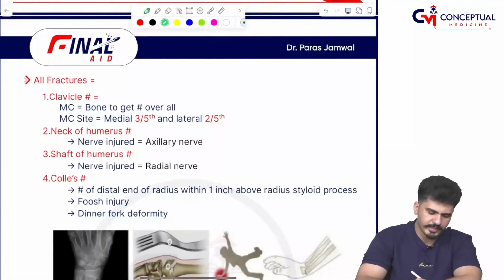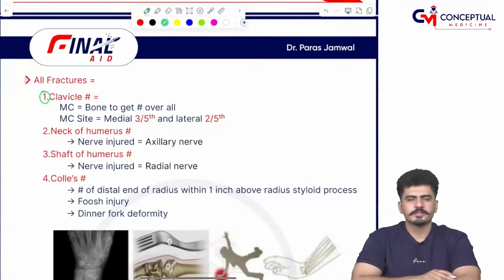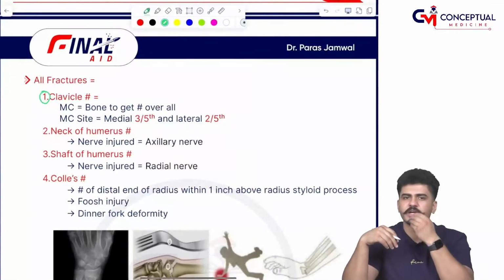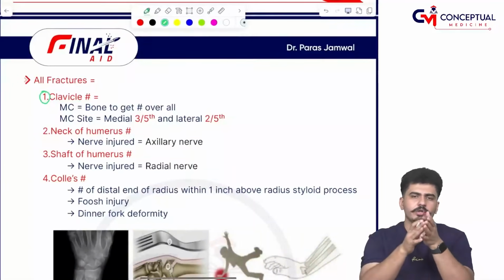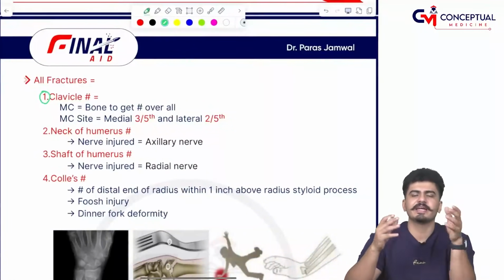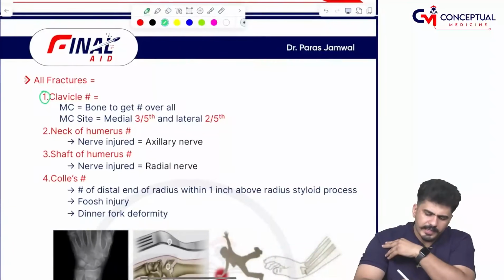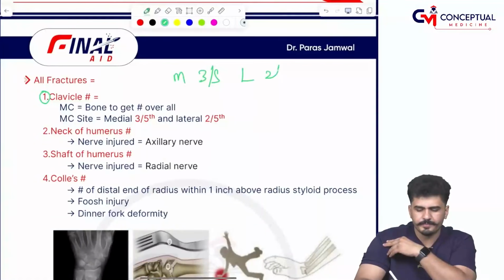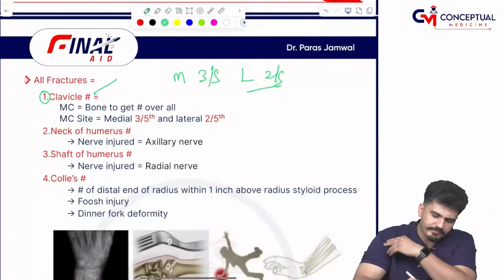First of all, I would love to tell you about the clavicular fracture. This is the overall most common bone to get fractured. Now this is divided into two: unilateral and bilateral. Before that, which site is getting damaged most commonly? Medially it is 3/5 and laterally 2/5, so remember 2/5. If unilateral clavicular fracture is there, the treatment is an underarm splint.